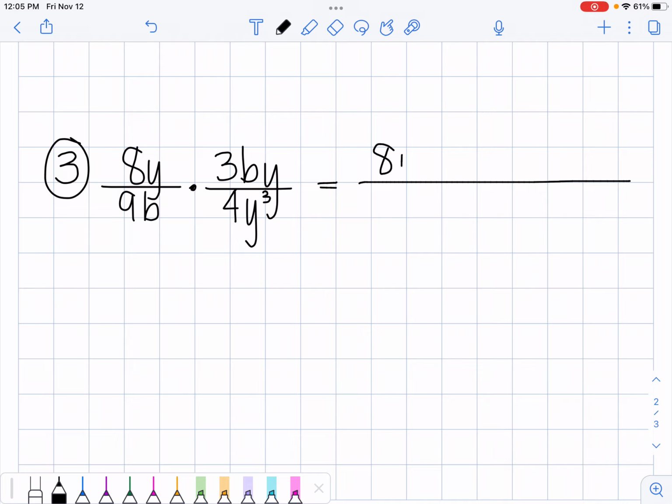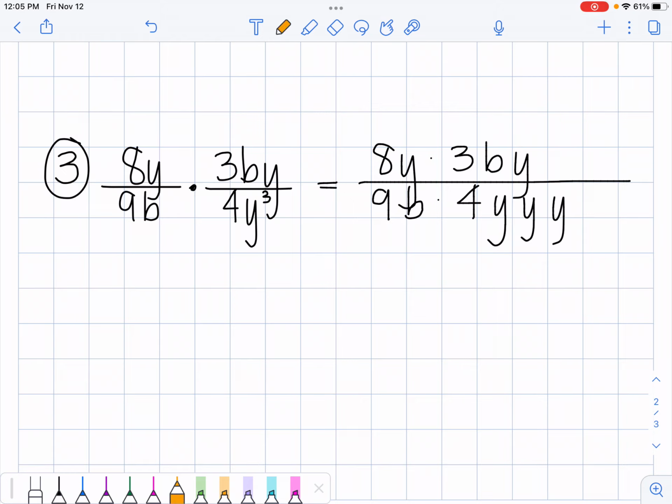So I have 8 times y times 3 times b times y, and then I have a 9 times b times 4, and there are 3 y's here. So I'm going to do my numbers first here. I have a 9 and a 3. 3 goes into both 9 and 3. 3 goes into 9 3 times. 3 goes into 3 once.